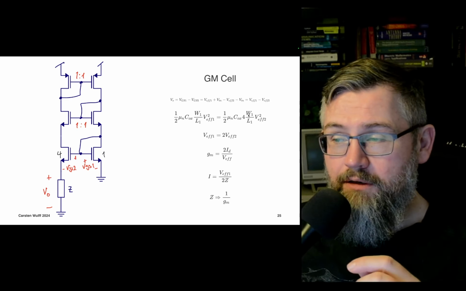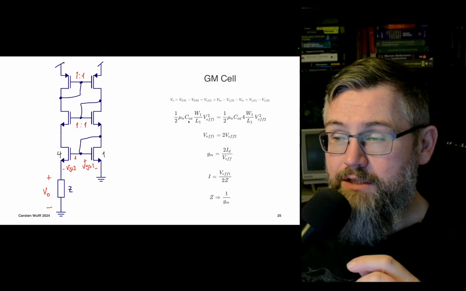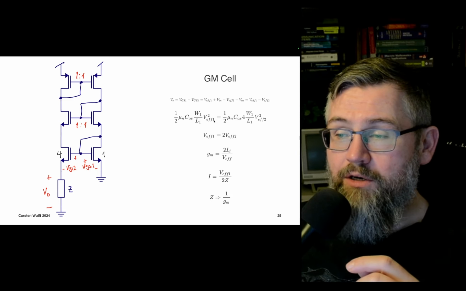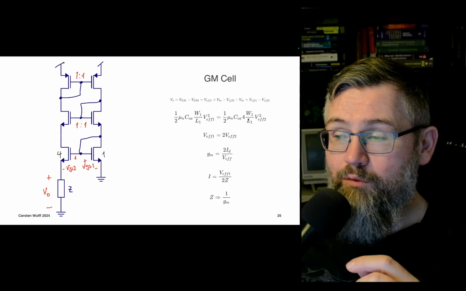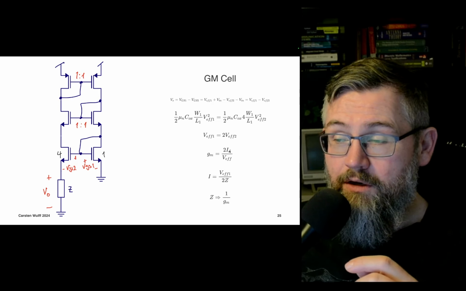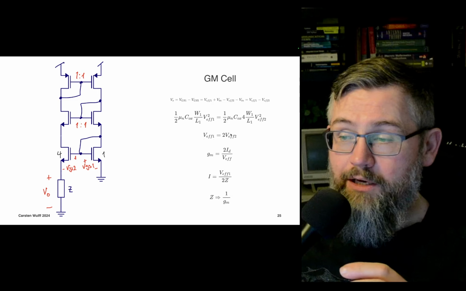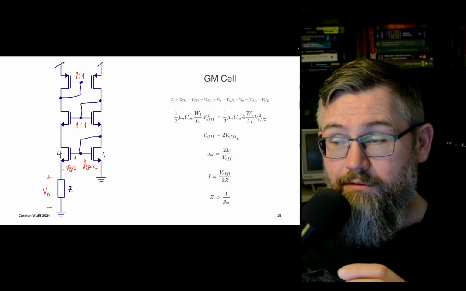If we take, well, most of these factors disappear. We're left with VF1 squared is equal to 4 VF2 squared. And we can take the square root of that, and we're left with VF1 equals 2 times VF2.